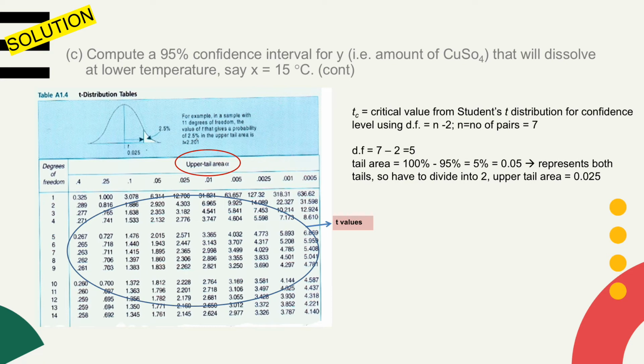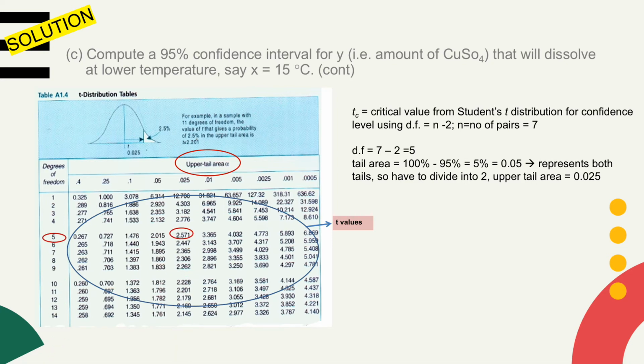So the tail area is given as the difference between 100% and 95%, that is equal to 5%, or if we convert to decimal points it is 0.05. But that value represents both tails. So we have to divide the value by 2, giving the final value of the upper tail area as 0.025.